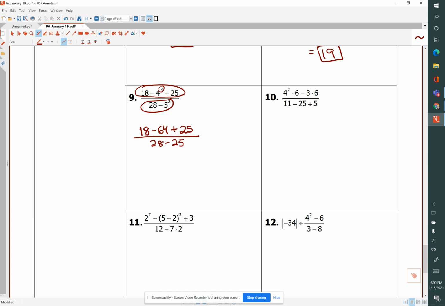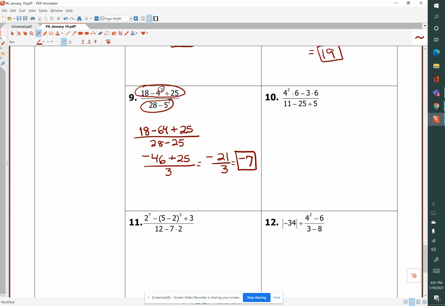Now, 18 minus 64 is negative 46. We still have that plus 25. 28 minus 25 is 3. Now, negative 46 plus 25 is negative 21 divided by 3, and negative 21 divided by 3 is negative 7.